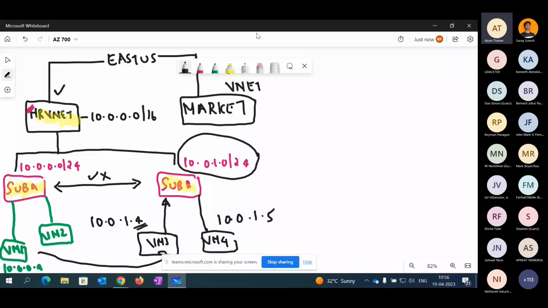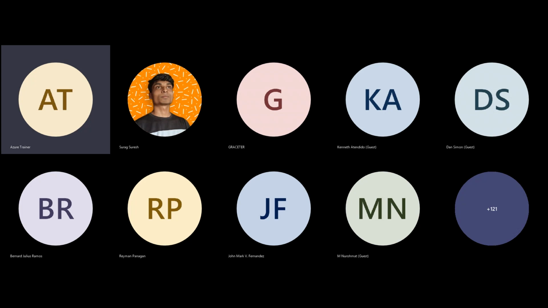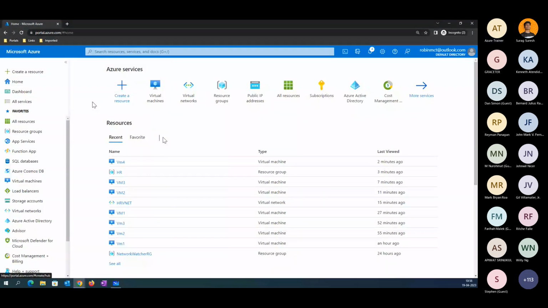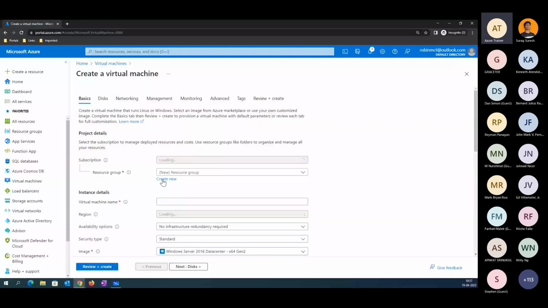Now, if you go to the Microsoft portal, let me create one more VM. Internet subnet, yes, we'll be discussing that. Right now, if you go to the portal here, let me create one more VM. Let me give the name VM5. I'm going to create one more VNet here. Let's go with the same network, same location, VM5 here.